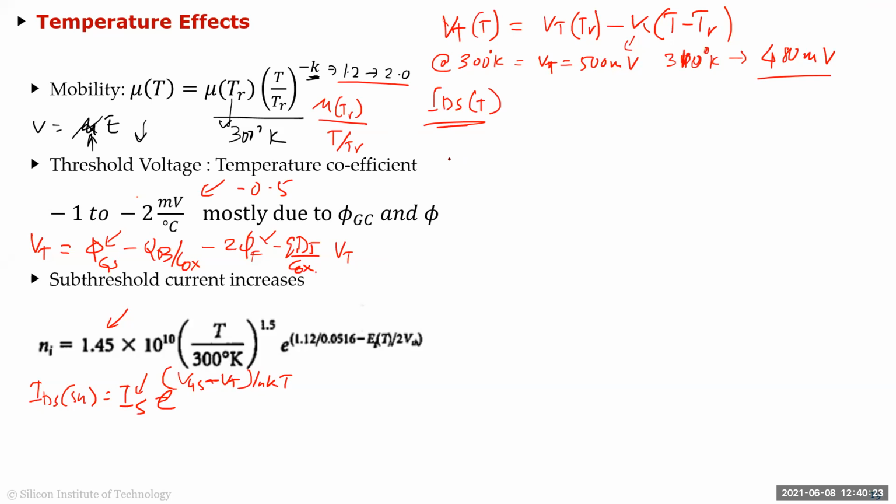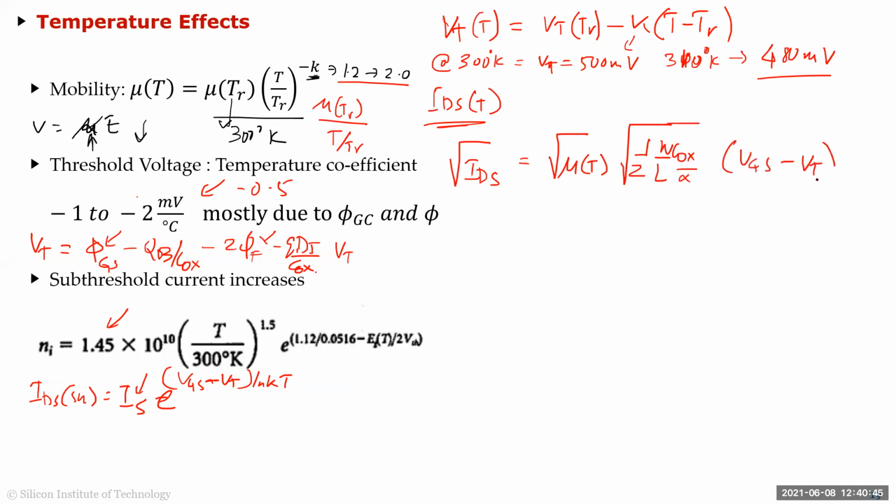Then you know how you did the root IDS function, right? If you do the root IDS now, you'll see that it's proportional to mu, which is a function of temperature, and then you had half W over L Cox over some alpha, and then VGS minus VT, right? It was proportional to this, where VT is also a function of temperature.